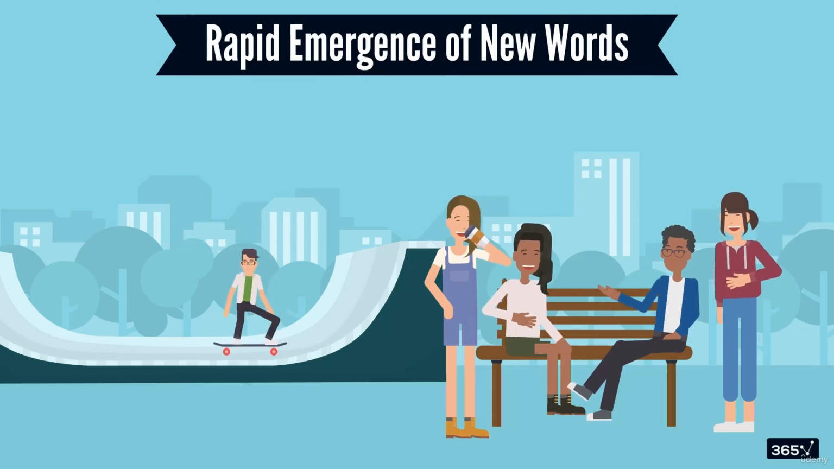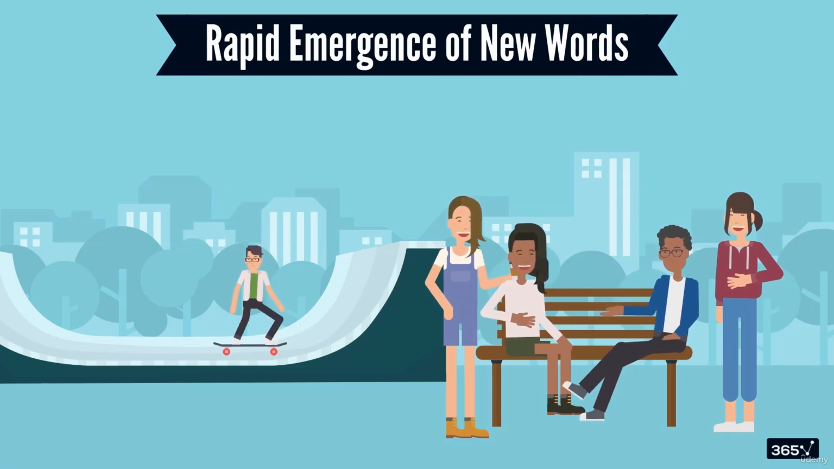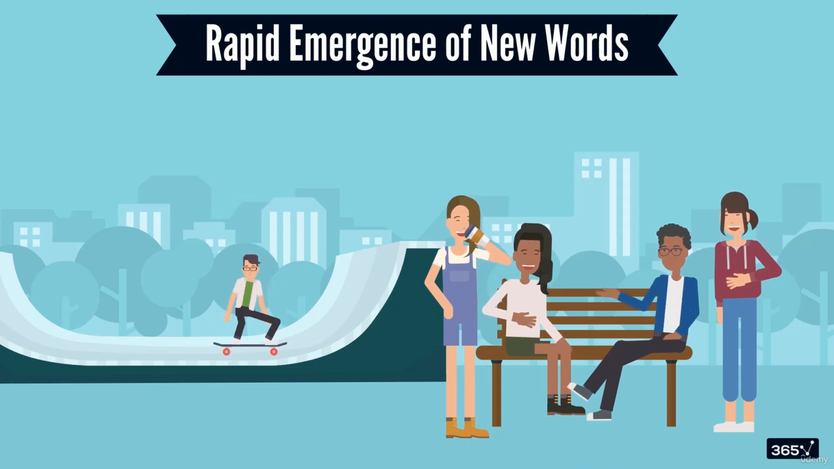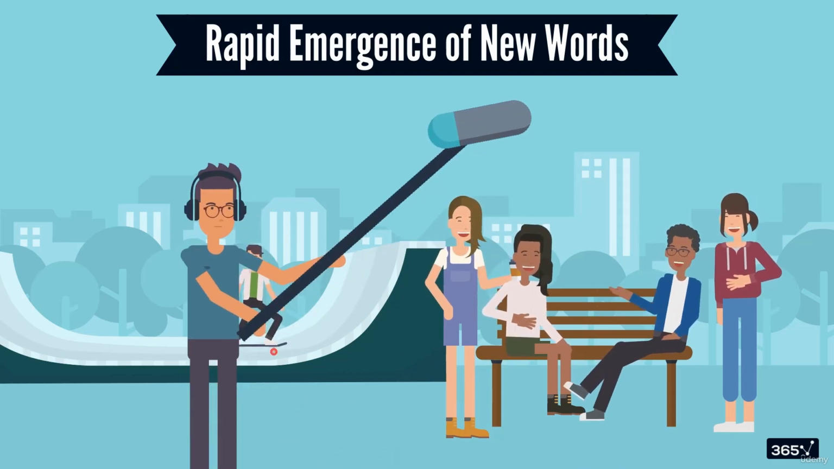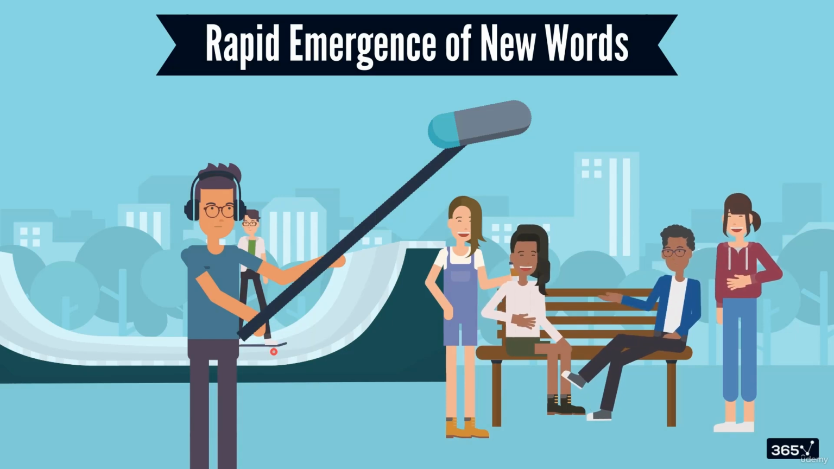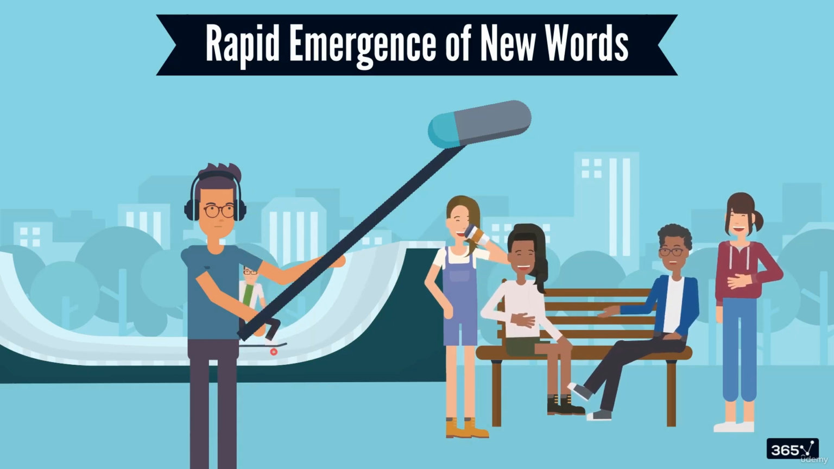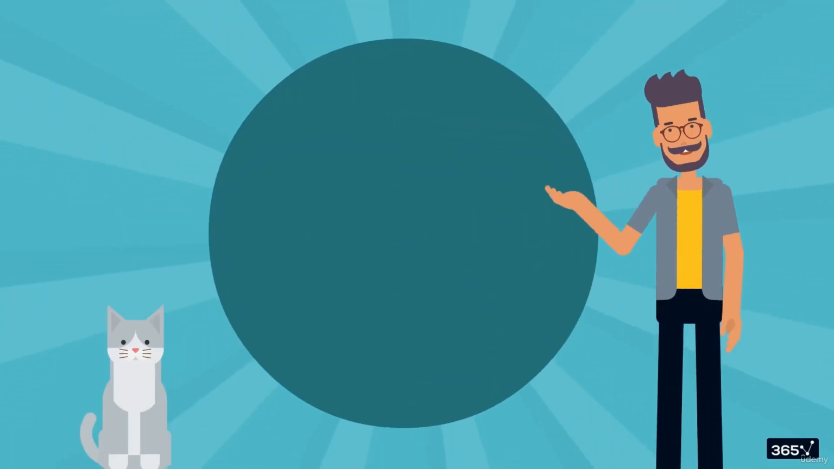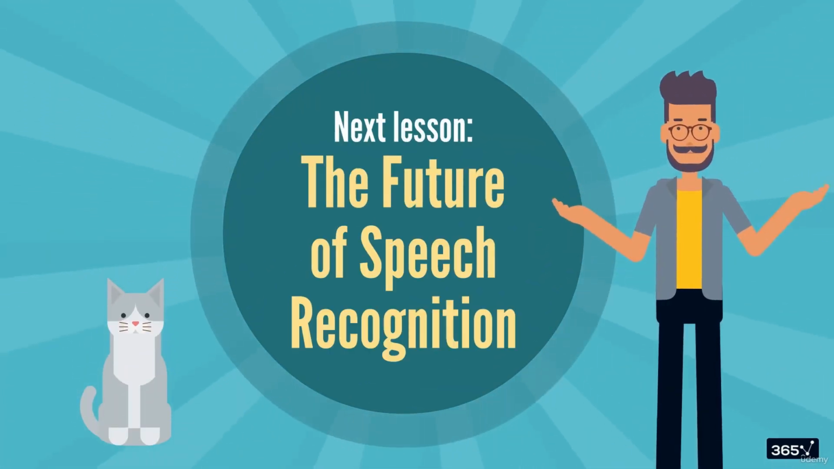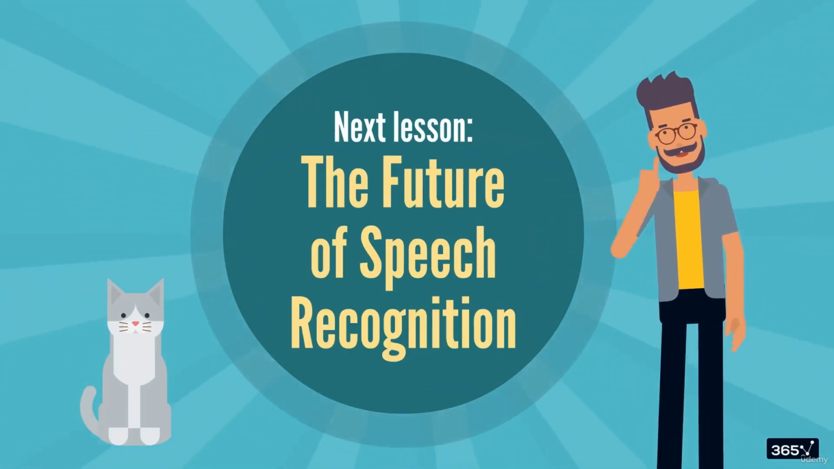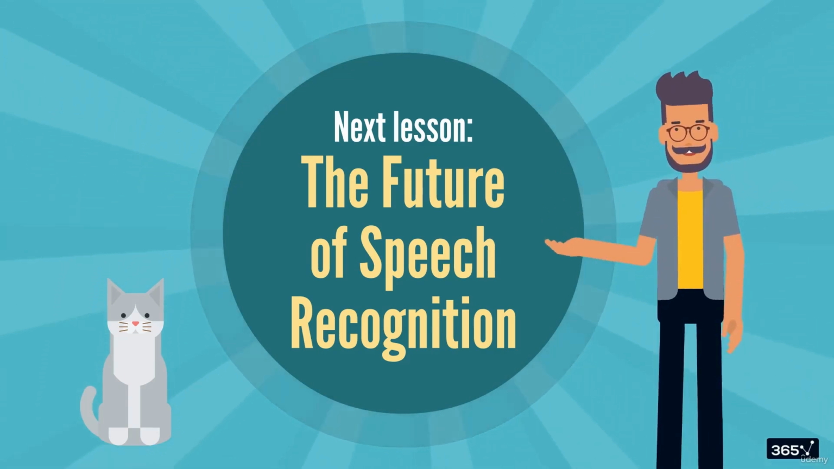Additionally, the rapid emergence of new words, slang, and jargon presents a limitation for speech recognition systems. These models often require retraining to keep up with evolving language, essential for maintaining accuracy and relevance in various contexts. Alright, in our final lesson for the course, we'll explore the potential applications and improvements in speech recognition. See you then.